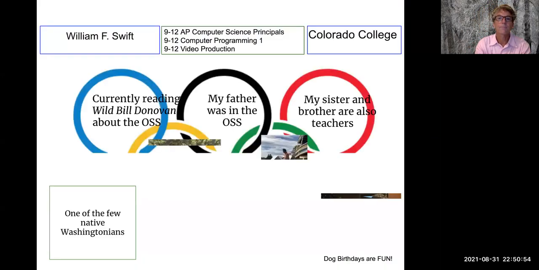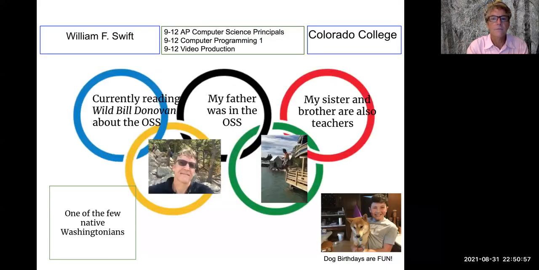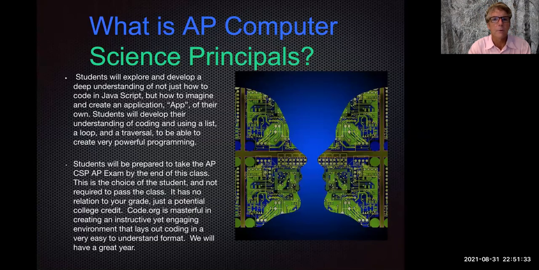My father was in the OSS. Oh, how did I manage to dink that? That's the Office of Strategic Services in World War II. I'm currently reading a book on Wild Bill Donovan about the OSS. My sister and brothers are also teachers, and my favorite part is down in the corner. Dog birthdays are fun. That is my dog Roxy and my son Robert. I have 2 boys who are 13 and 15, and very proud of them, and I am one of the few native Washingtonians.